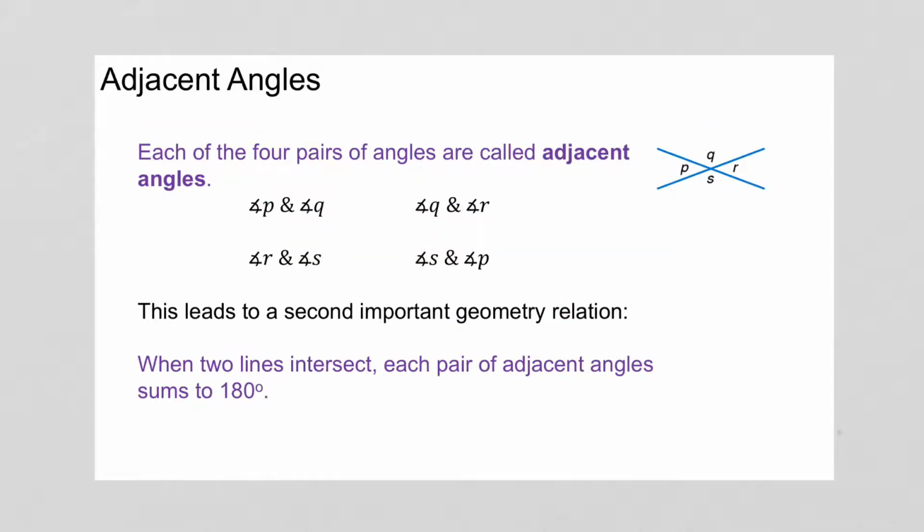Adjacent angles are angles that are adjacent. They're right next to each other. So like P and Q are adjacent angles. They share a side. And then if two lines intersect so that you have adjacent angles, then they add to be 180 degrees.